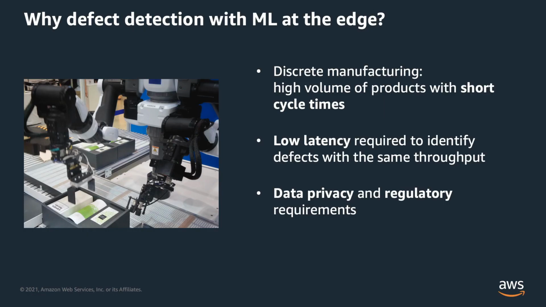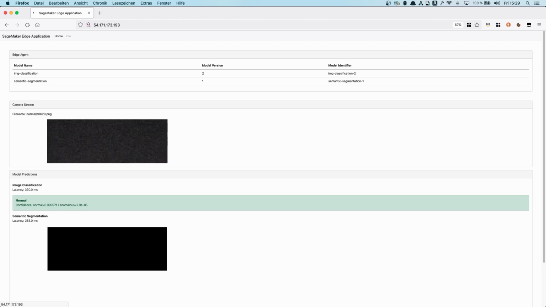For this, let me pull up my browser window. And here we can see a simple web application that could run on an edge device. And we can see a camera stream of surface images that are captured within a production line that produces, for example, parts every 5 seconds in this case. And those new images are coming in all the time.